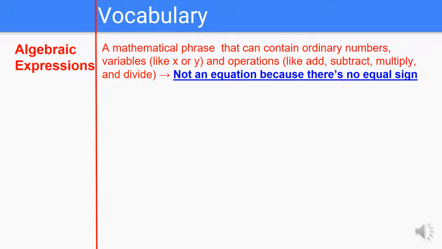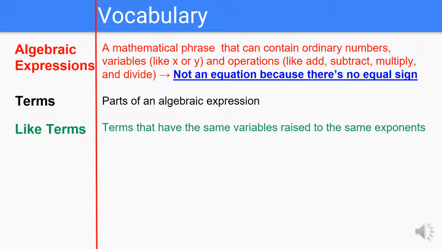An algebraic expression is a mathematical phrase that can contain ordinary numbers, variables like x or y, and operations like add, subtract, multiply, and divide. It's not an equation because there's no equal sign. Get that right. It could be like the left side or the right side of an equation, but not the whole thing. Okay, so in algebraic expressions, there are terms. They're parts of an algebraic expression, one part or another. A sister or a brother.